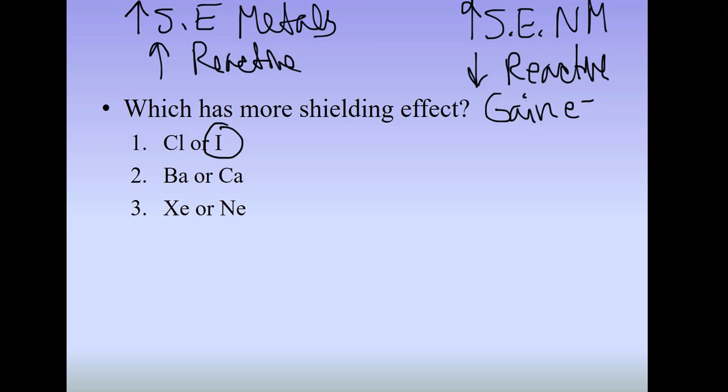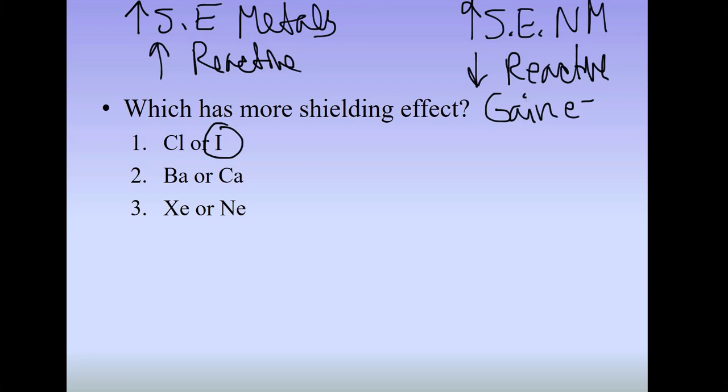Chlorine is actually a poisonous gas if we look at elemental chlorine, while iodine is a solid, and it's not as reactive as the poisonous chlorine gas, again because it has more shielding effect.